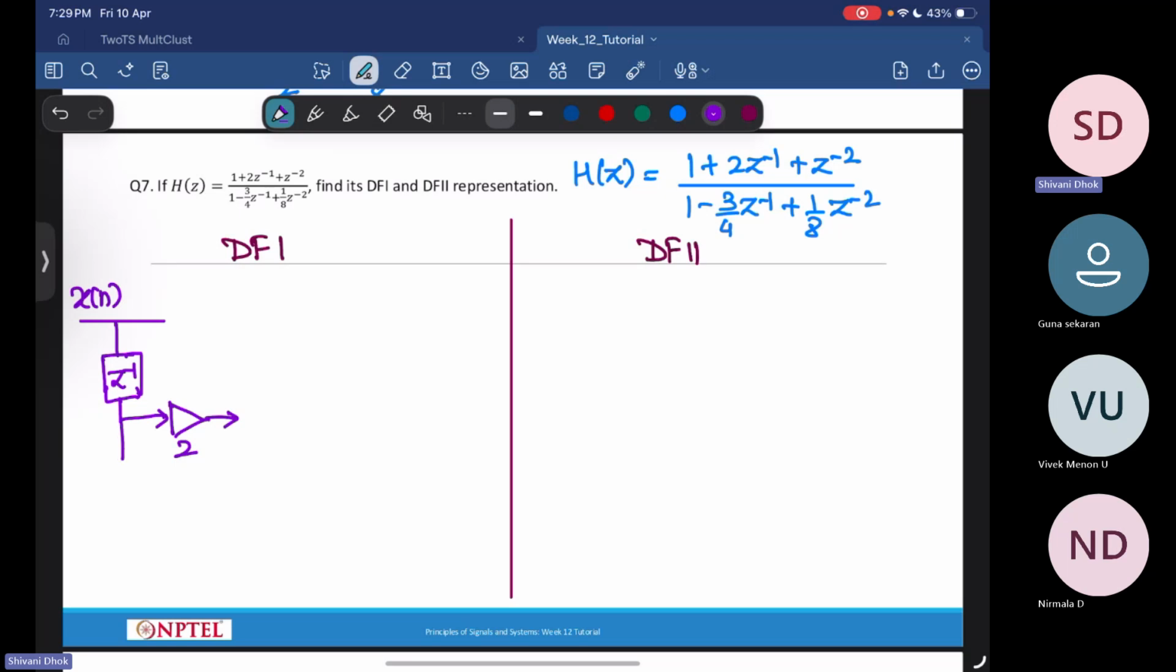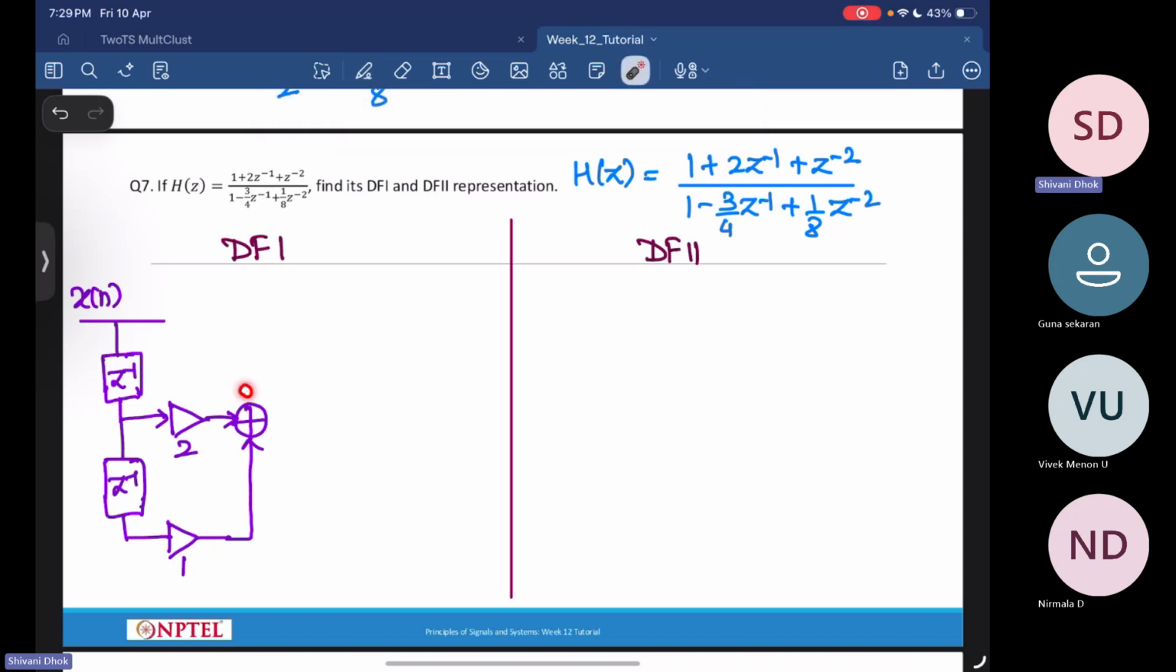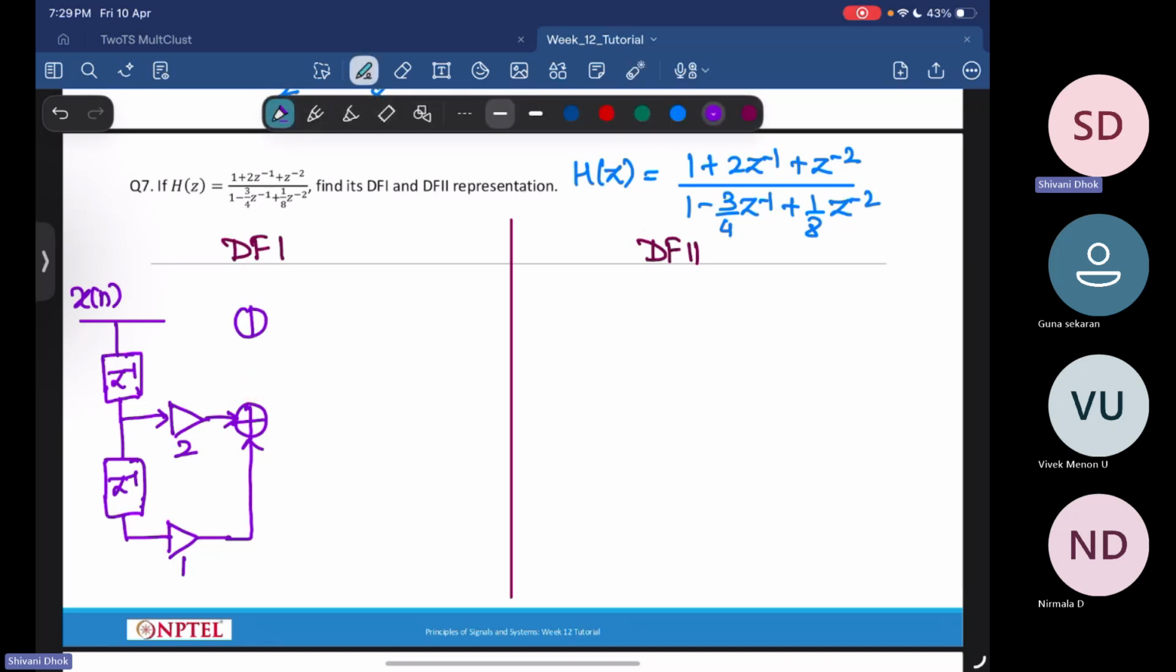Then you have z to the power minus 2. So again you will use z inverse to delay your x of n, then you get a gain block of 1, then you add this. Here at this particular point you get x of n minus 1 plus x of n minus 2, and then you add it to your x of n. So this completes the construction of your numerator polynomial.